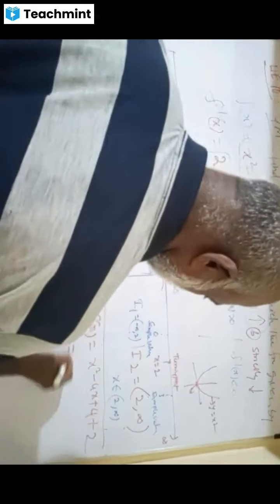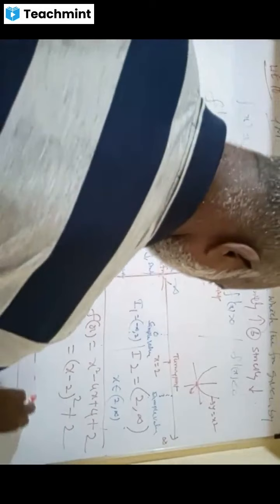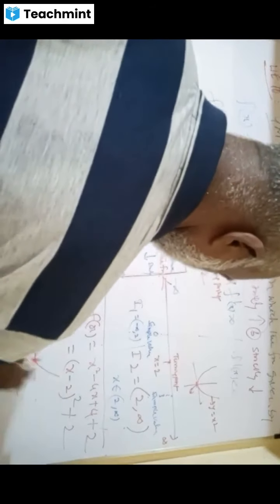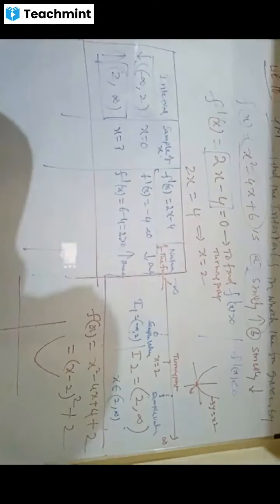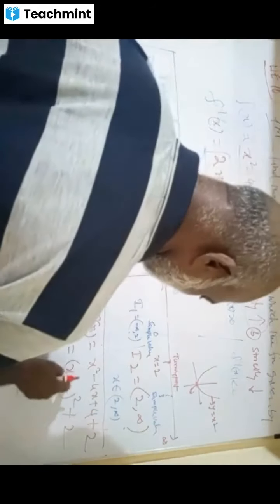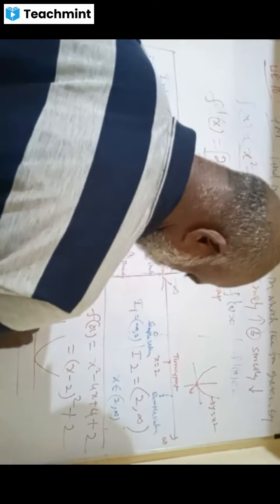Yes, sir. See, in the x square minus 4x plus 6, you write x square minus 4x plus 4 plus 2. Can I write this as x minus 2 whole square plus 2, ma? This is the graph, ma. From 2 it starts. Put x equal to 2, f of x equal to 2, ma. 2 and above, it's always more than 2, ma. The minimum value of the function is 2.